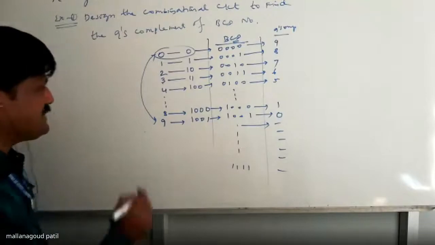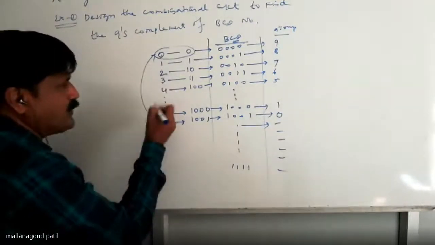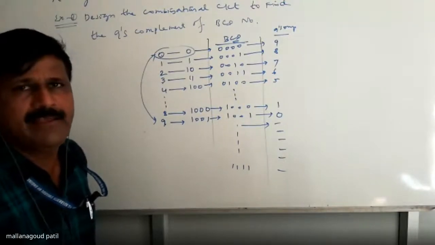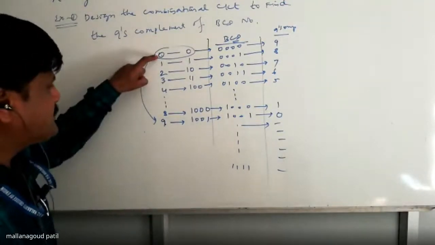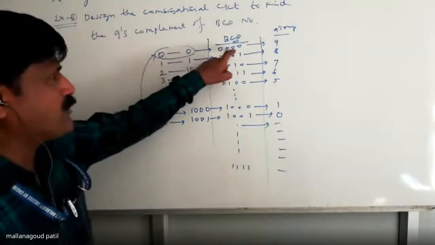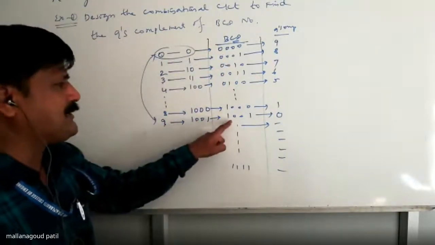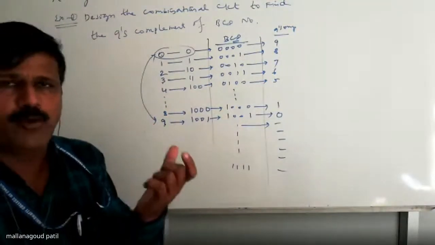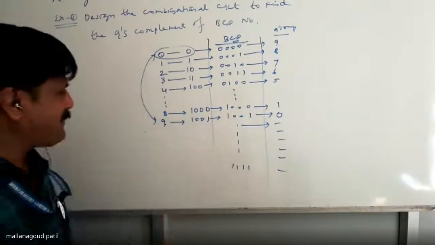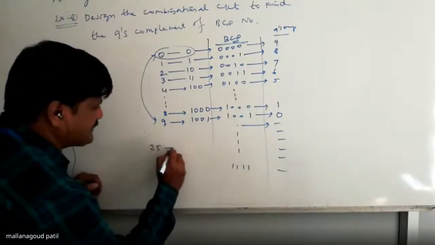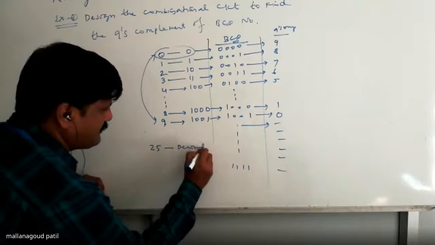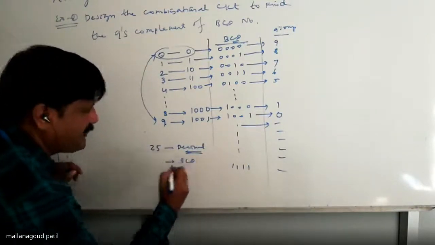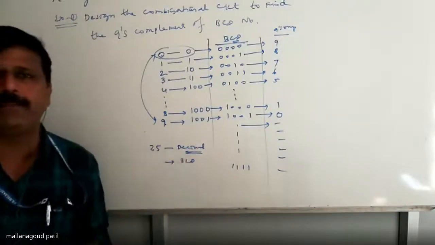The decimal numbers 0 to 9 can be represented in binary fashion. Take one example. 0 to 9: 0 can be represented as 4 zeros, and 9 can be represented as 1001. One code, a block code of 4 bits. Suppose I am writing 25. What is this number? Decimal number. Then I want its equivalent BCD number. How do I represent the decimal number as its equivalent BCD number?